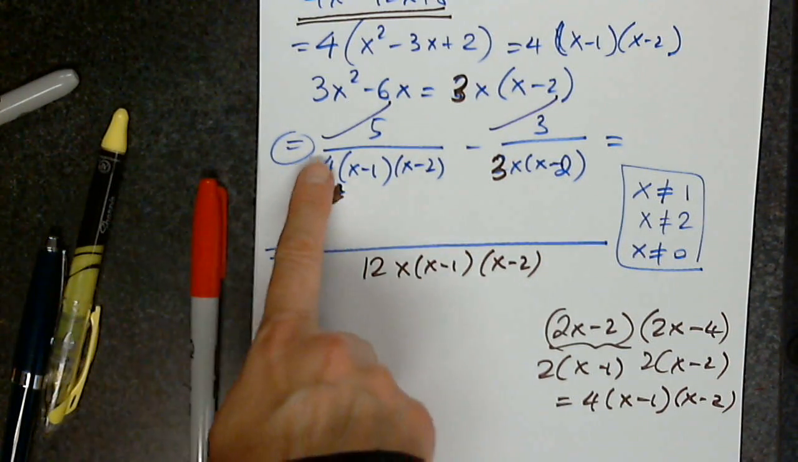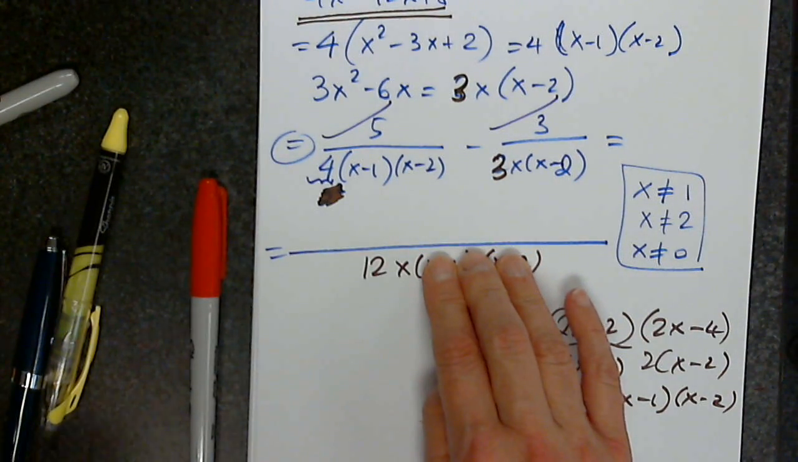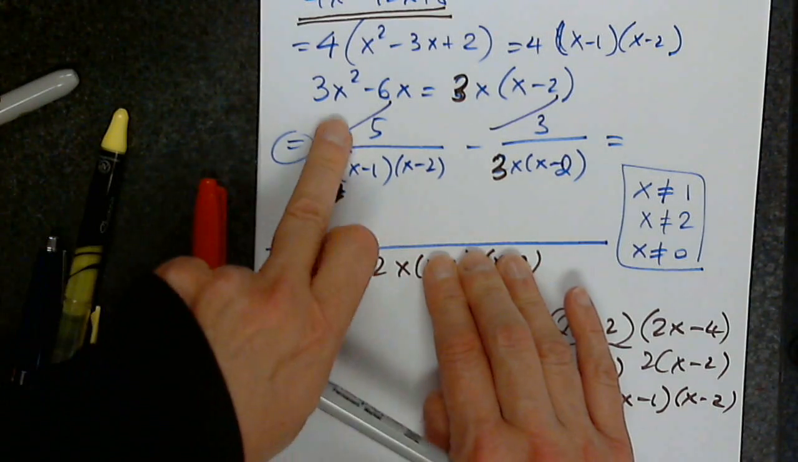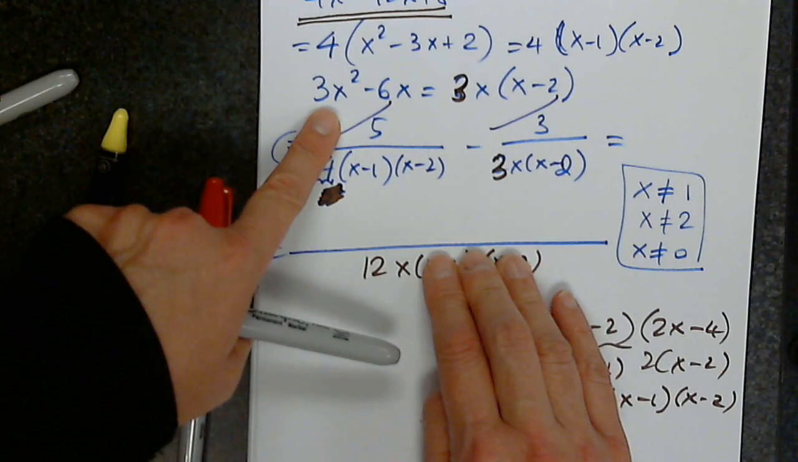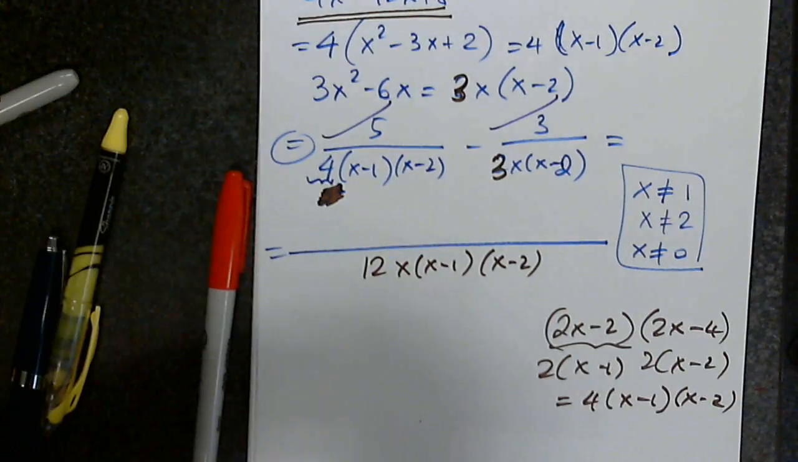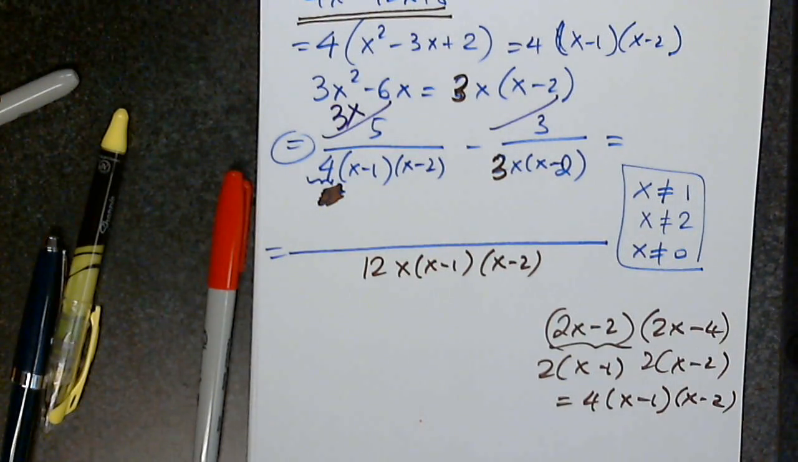So what is missing from here? x minus 1 and x minus 2 are here. A 4 is in the 12. So what is left that I need to multiply the top by? So these are here. Exactly. 3x. Now let's look at the other one.